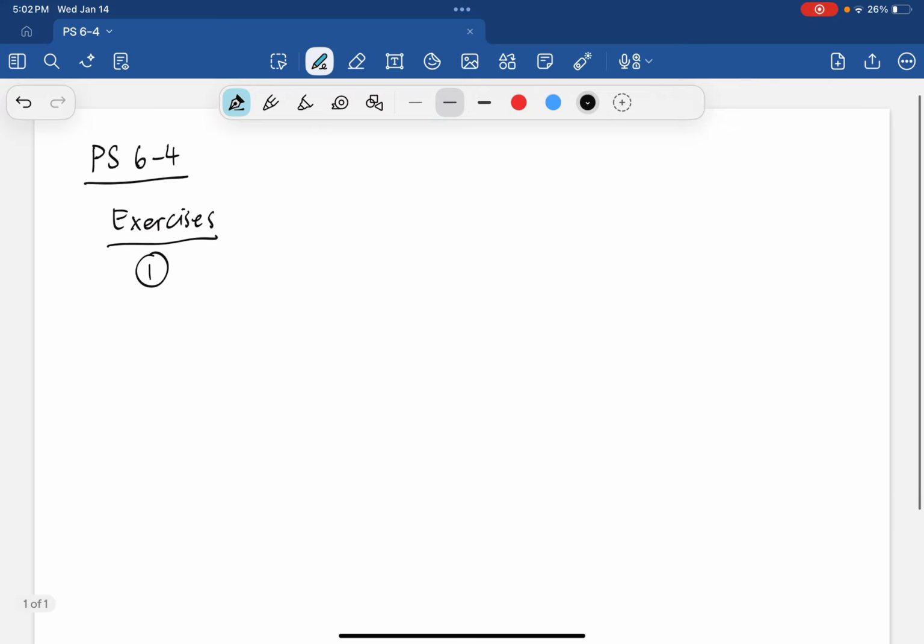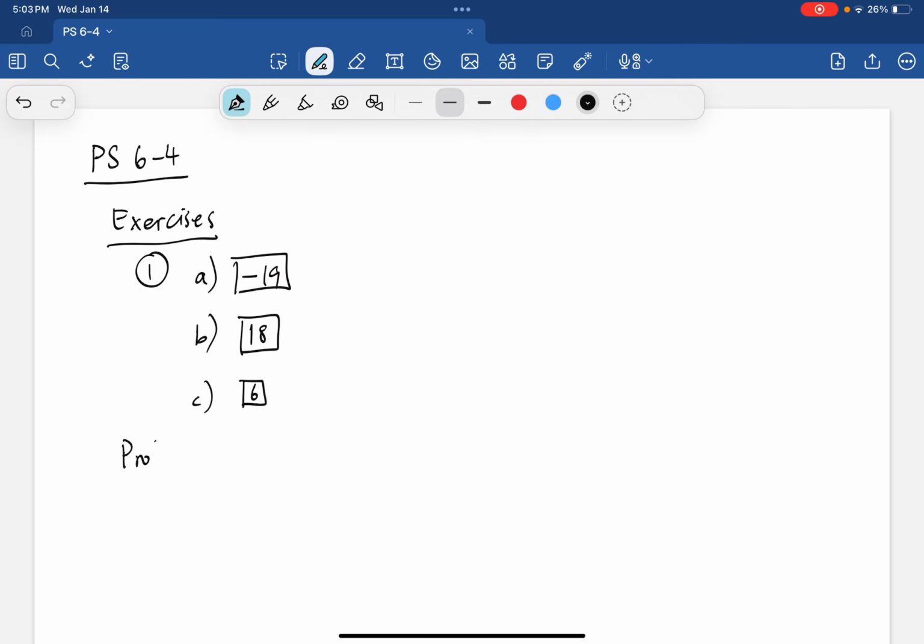Number 1, A, we're finding the dot product of these vectors. And so the first one is going to be negative 21 plus 2, which is negative 19. Second one is going to be negative 12 plus 30, which is 18. Next one is 4 plus 2, 6.